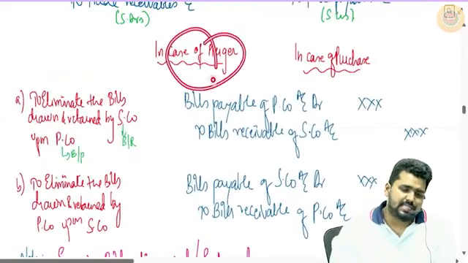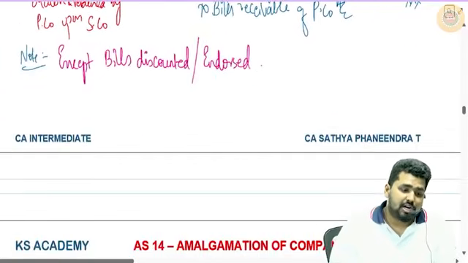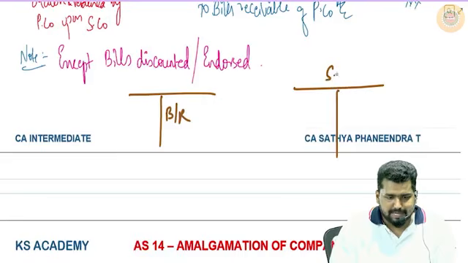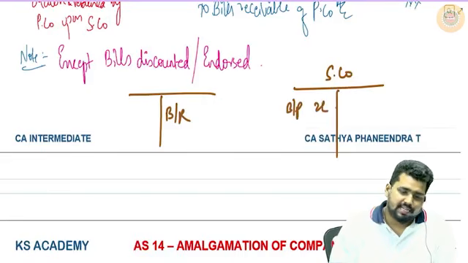It is common for merger as well as amalgamation. Sir, what should not be eliminated? I will tell you, listen. Here also I will give you clarity. Listen, bills receivable we are having, okay? Here the selling company is having bills payable. Here we are showing, here he is showing 2 lakhs.